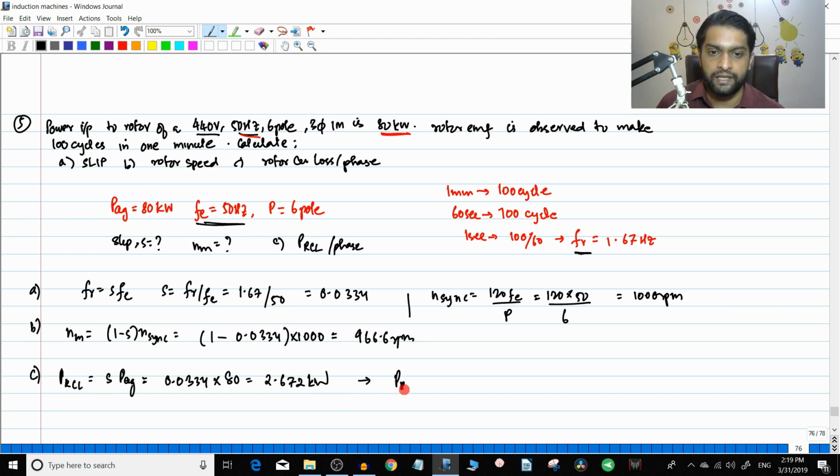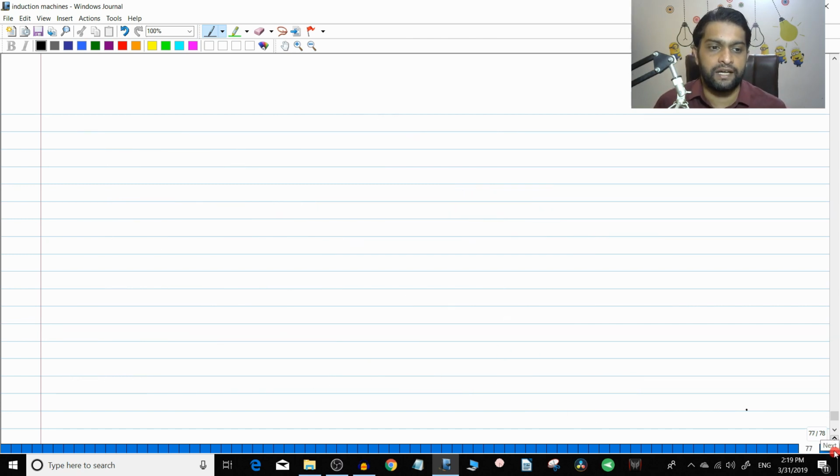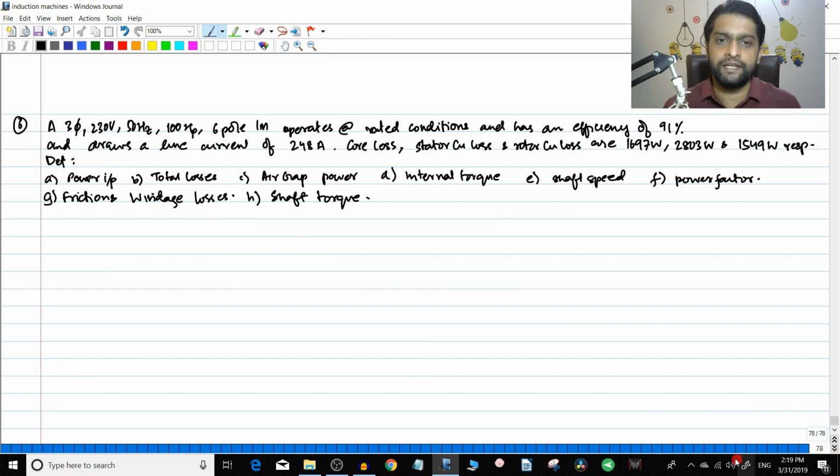So PRCL per phase. Now they have given that this is a 3-phase machine, so per phase it will be 2.672 divided by 3. So it is 0.8906 kilowatts. So that is this question here. All the 3 parts we have solved. Now the last question we will take is a little bit lengthy, so that we can have an overall understanding of all these concepts.